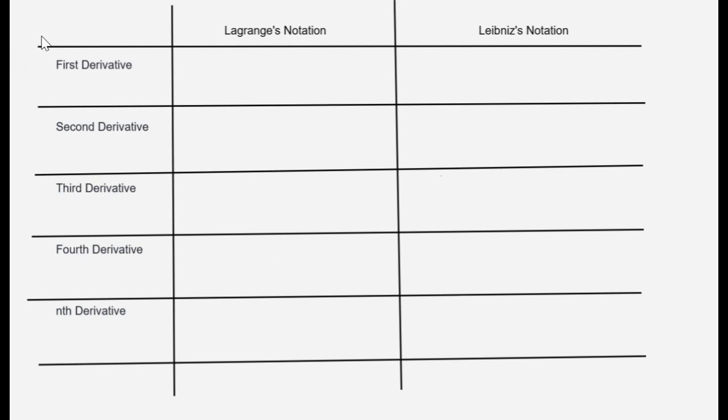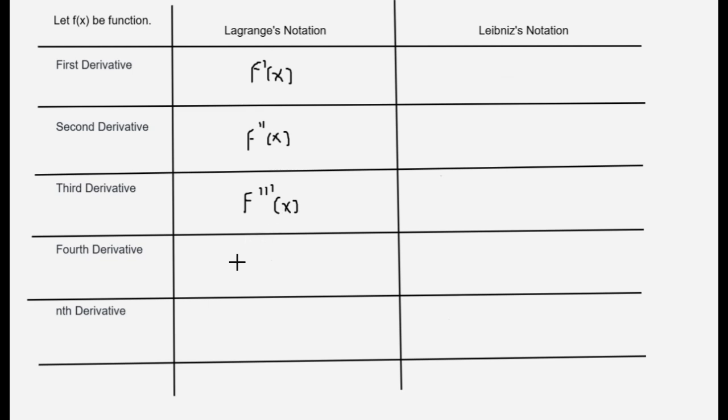So in order to explain these notations, we're gonna let f be a function, and we're gonna start with Lagrange's notation, which uses an apostrophe to indicate the derivative, and we call it prime. For example, the first derivative is f prime of x. The second derivative is gonna be f double prime of x. The third derivative is going to be f triple prime of x. We use these three apostrophes.